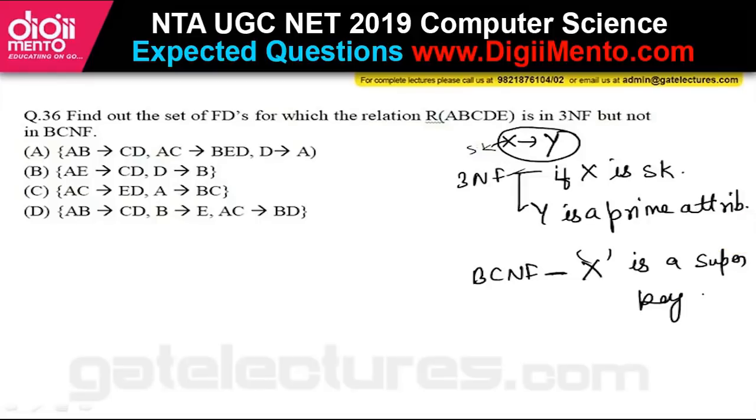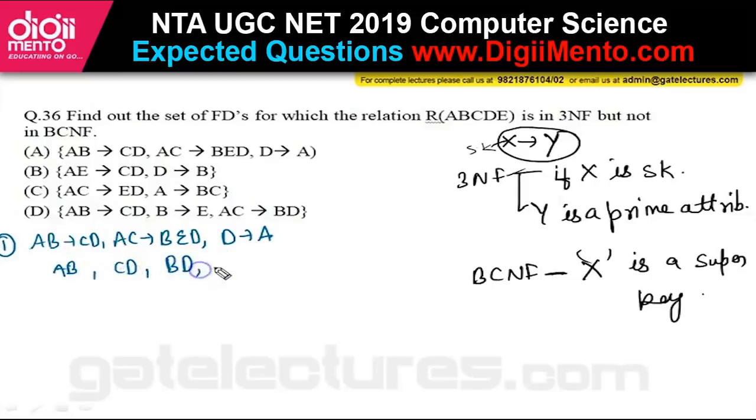Okay, so we will solve these four options one by one, and we have to check that the relation is in 3NF but not in BCNF. For the first one it is given as AB → CD, AC → BD. So how do we solve these kinds of questions? We try to find the candidate keys and then see if any dependency is breaking these rules. If it is properly satisfying them, then the relation will be in 3NF or BCNF. For this relation, the candidate keys are AB and AC.